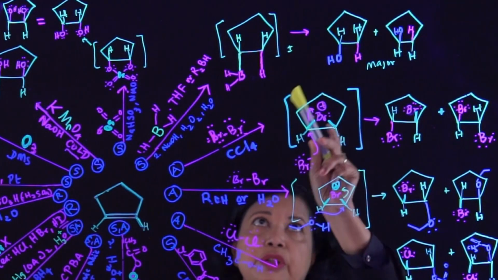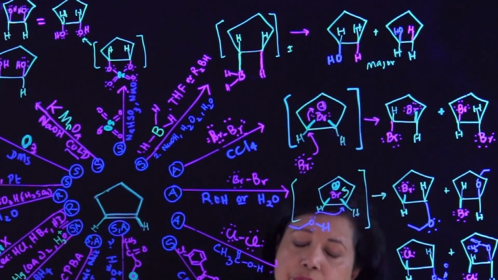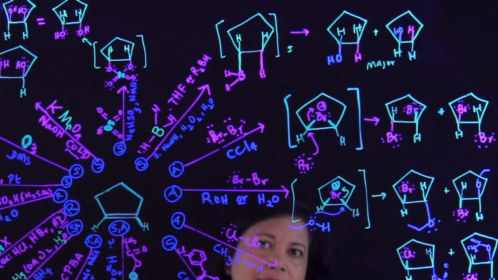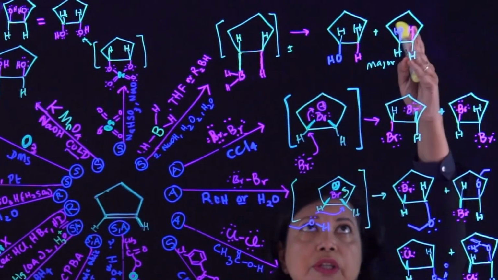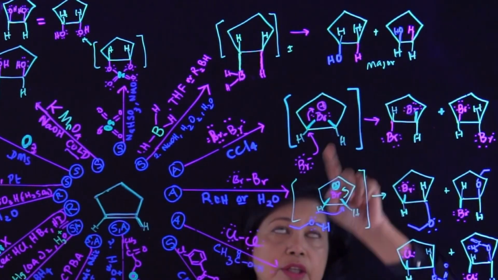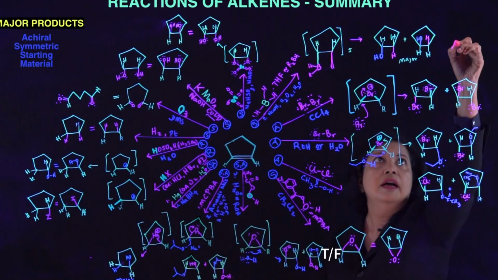And in this case, you can get it here or here, and would it really matter? It won't really matter at all because it's achiral. It doesn't matter whether it's up or down because you can just take this and put it on top of this. So therefore, this is going to be achiral.